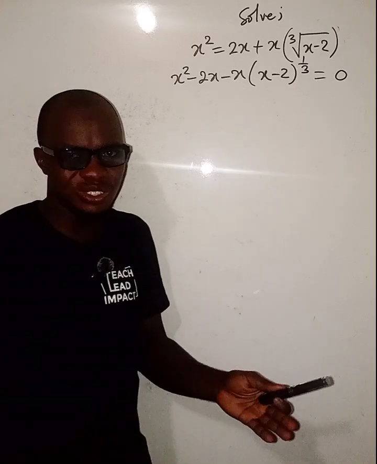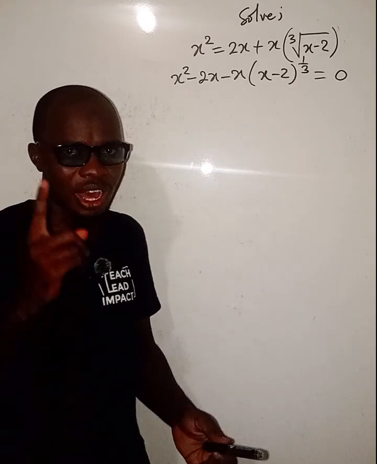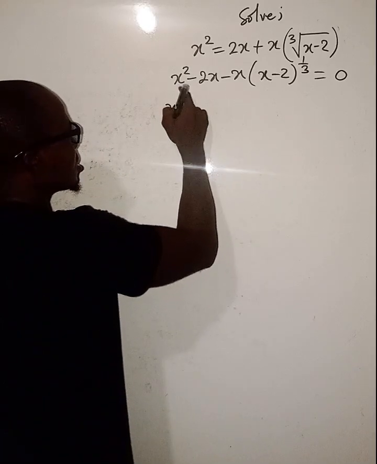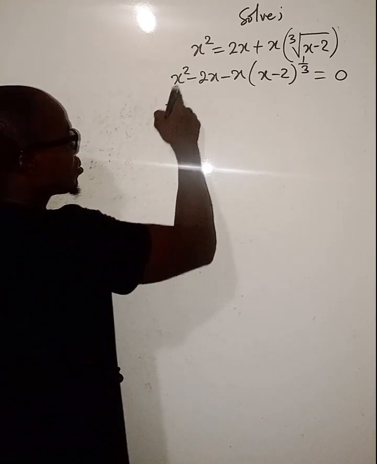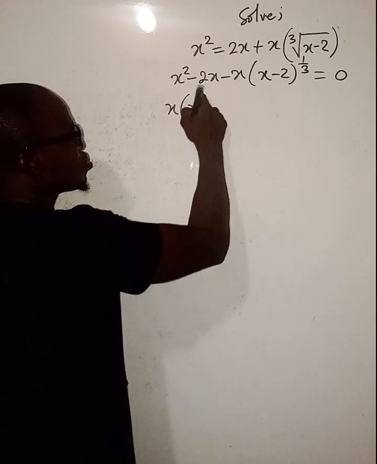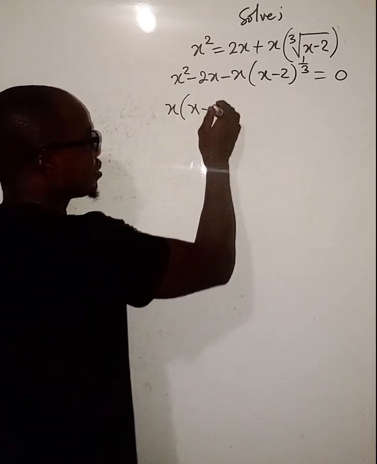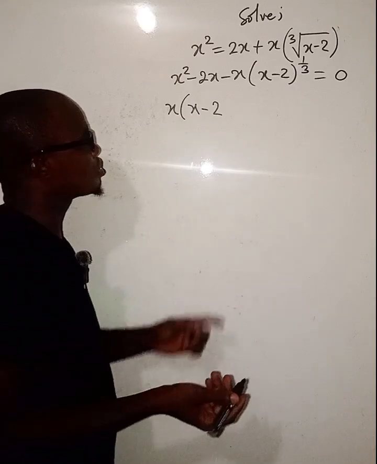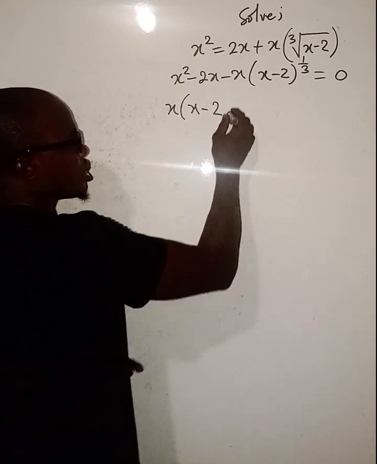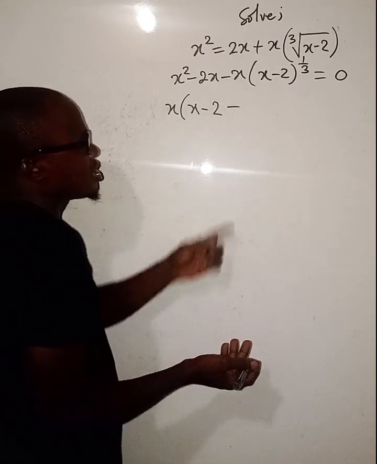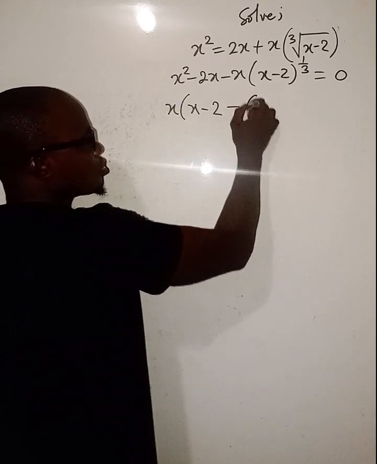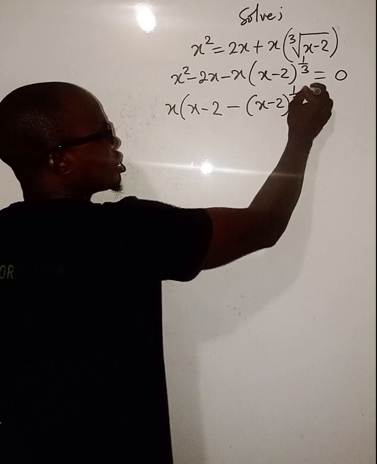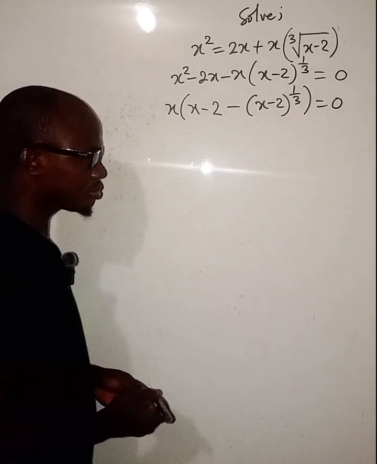Now looking at this, we see x here, x here, x here. We can easily factorize x out to have the first solution. Factorizing x: x squared divided by x gives x, minus 2x divided by x gives minus 2. Then x divided by x gives 1, and since this is 1, we don't need to write it. So we just have x minus 2 to the power of 1 over 3, then equal 0.